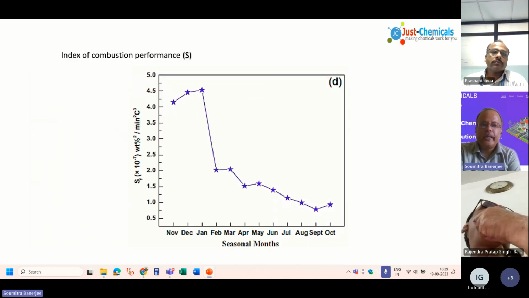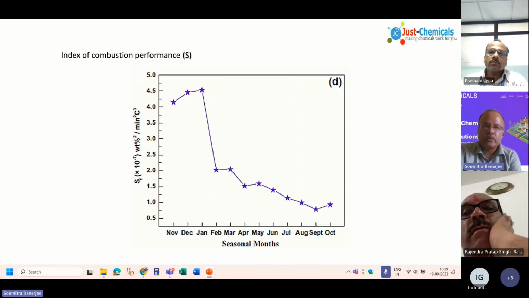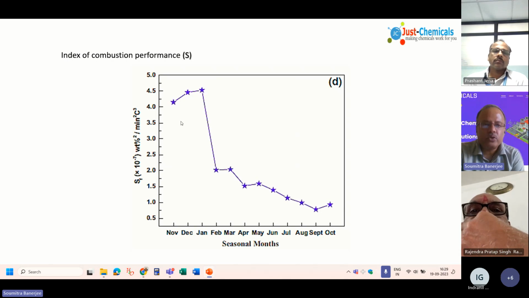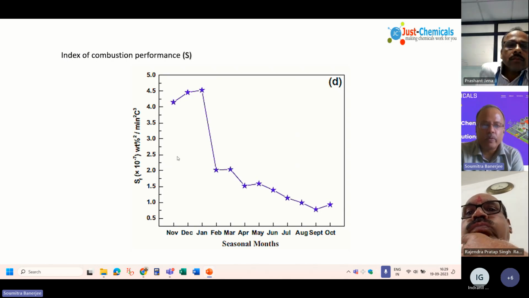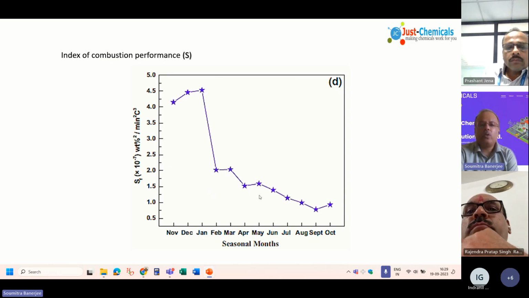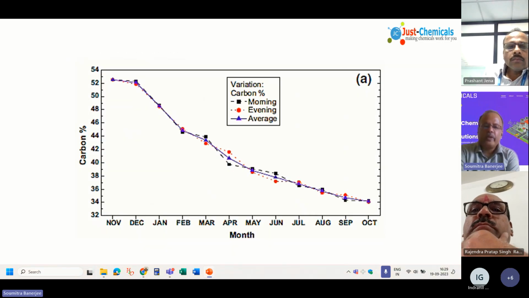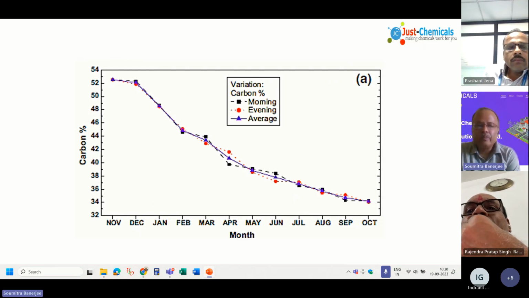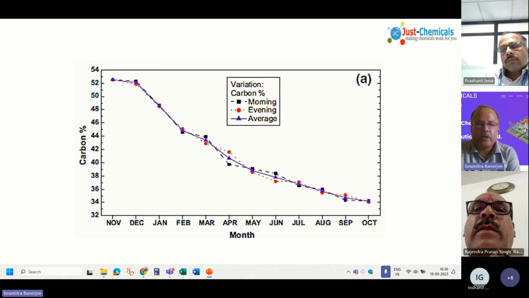And this is the index of combustion performance. For the first 3 months, we saw that combustion performance improved on weathering, November, December, January. But later on, there was a steep drop from January to February, and this was a study, so you cannot conclude from this. But in a later slide, you can conclude that carbon percentage, which we measured every month, dropped. We measured morning, evening, and we averaged it out.